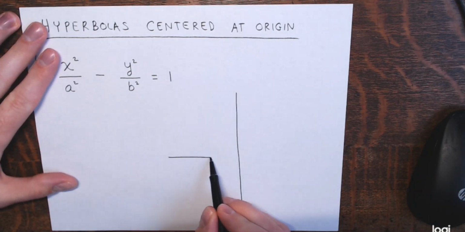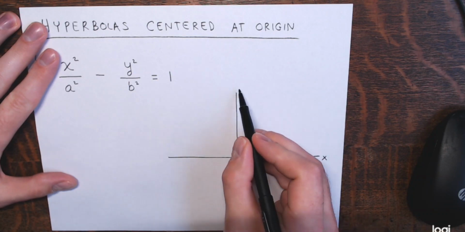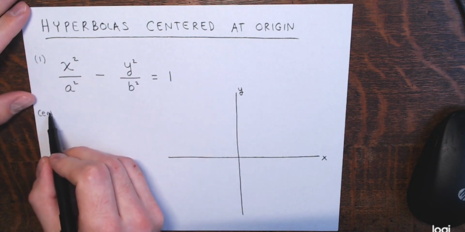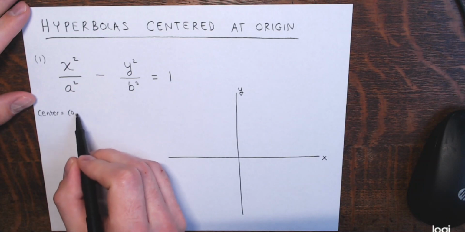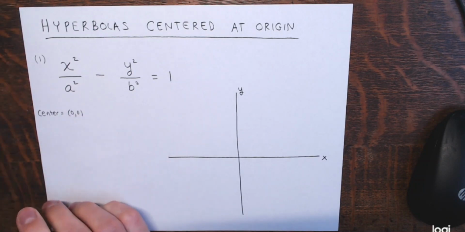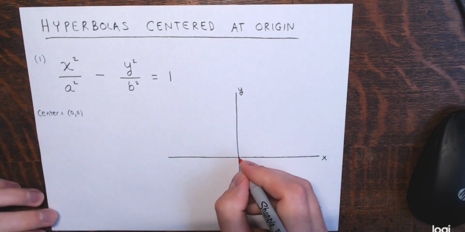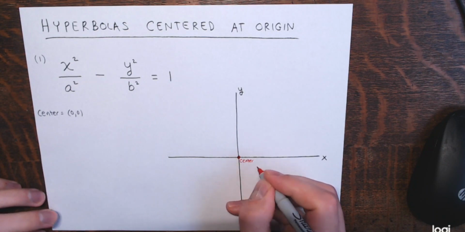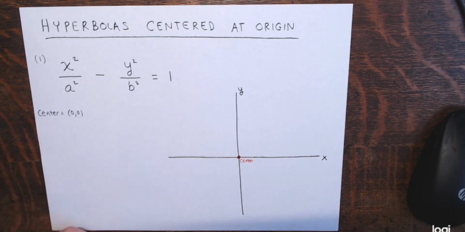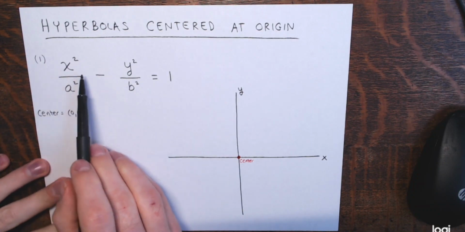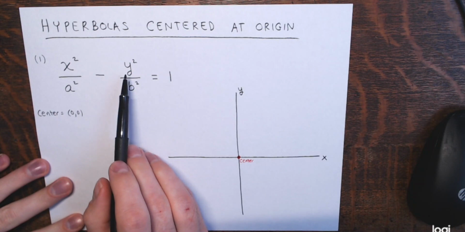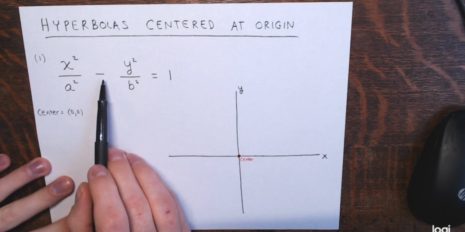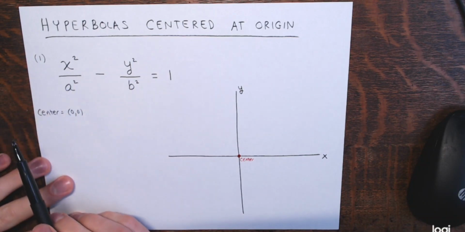So I'll put up the xy plane here. So again, if it's just x squared and just y squared, the center's the origin. Right, the center of the hyperbola is 0, 0. And I'll mark that down. Here is the center. Now, we're going to be seeing, like I said, 2 different versions of this. One where x squared is the first positive term and then y squared has the negative coefficient, and then the other way around where y squared is the positive and then x squared has the negative coefficient.